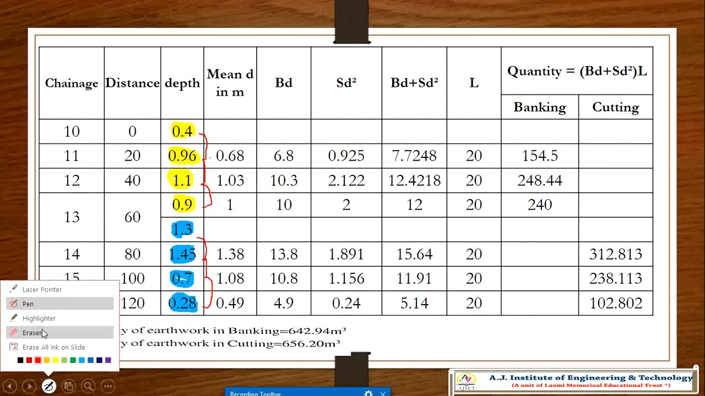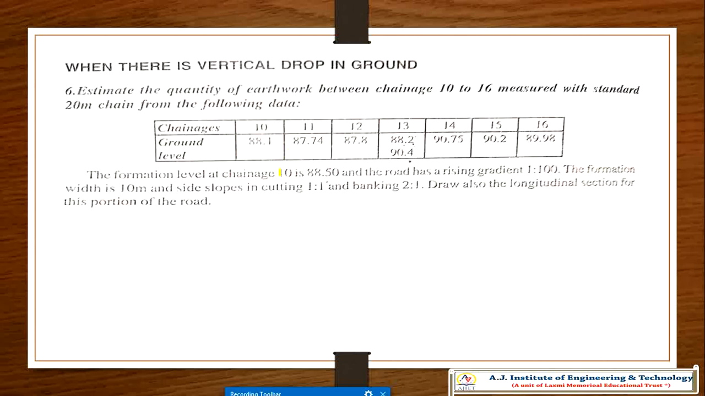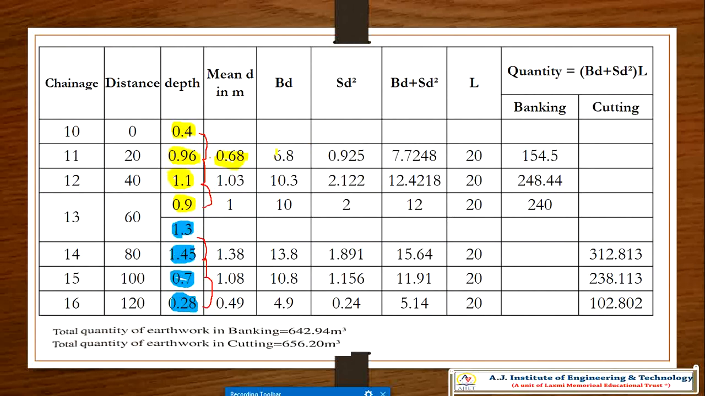Say 0.68, okay, that is D. Now BD will be what? B is equal to 10 meter, which the problem says. And the side slope for cutting is 1, and for banking it is 2, isn't it? So BD is 10 multiplied by 1.03, that is 10.3, and 1 into 10, 10.